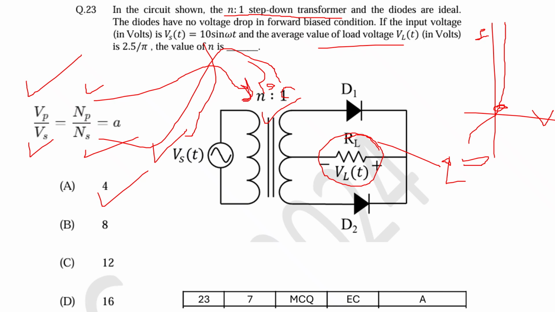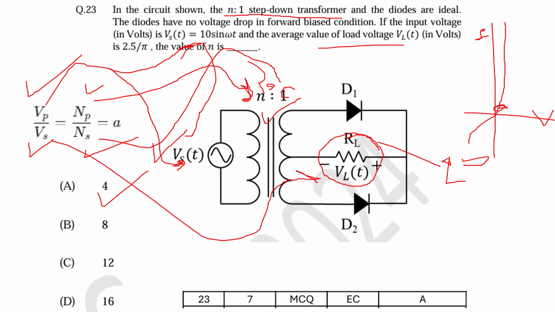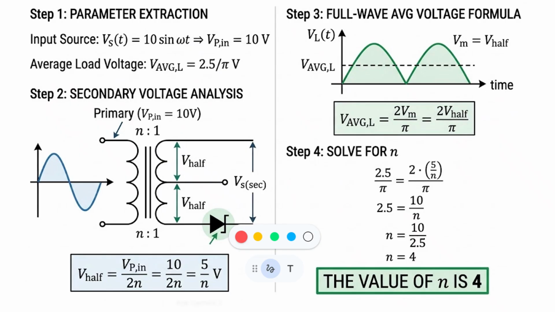And the input value, that is your Vp, is given here, that is your Vs. This is nothing but 10 sin omega t. And Vs, that you have to calculate, the voltage that will appear across this load. Here this value is already given, that is 2.5 by pi. So now we have to calculate the N, right? Okay, so let's see and solve the question.